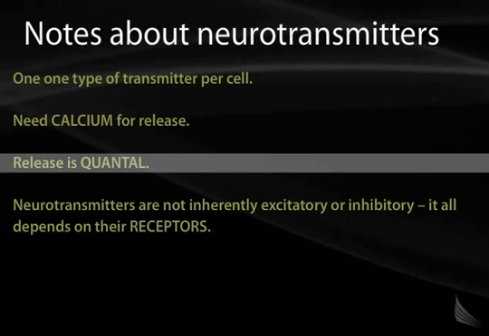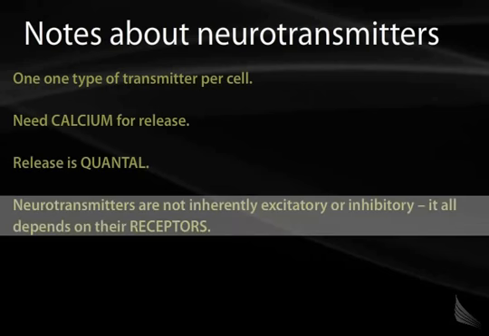The release of neurotransmitter is quantal. That is, release of neurotransmitter is only through vesicles, and each vesicle will hold a certain number of neurotransmitter molecules. One cannot release only 2 or 3 or 4 molecules of neurotransmitter. You release either 1 packet or 2 packets, and so on and so forth. This is referred to as quantal release. And it's also important to remember that neurotransmitters by themselves are not inherently excitatory or inhibitory. It all depends on their interaction with their receptors.